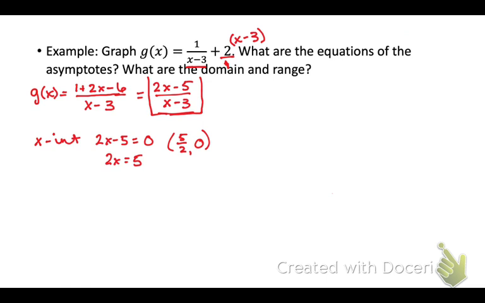Okay, so our x-intercept is 5 halves. So we know that this thing is going to cross there, correct? And 5 halves is 2.5. So we're not going to do a lot with it. It doesn't tell me to find it, but it does tell me a little bit more about the graph, doesn't it? Okay, so vertical asymptote.